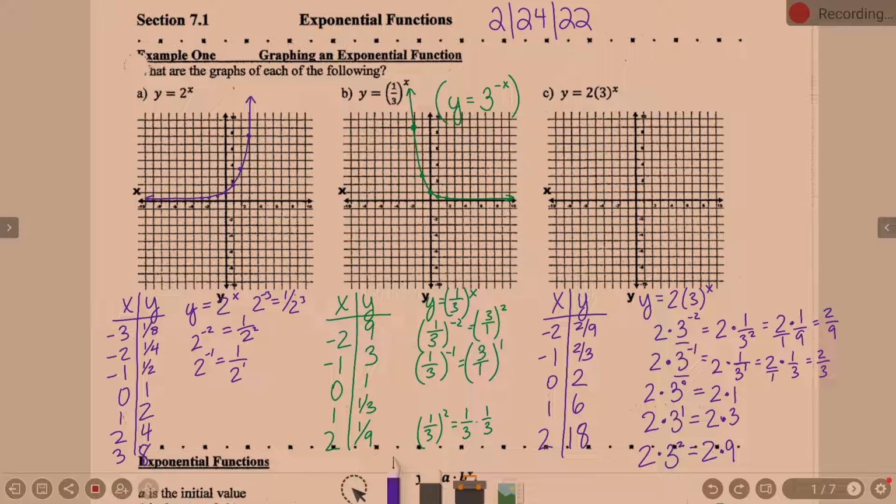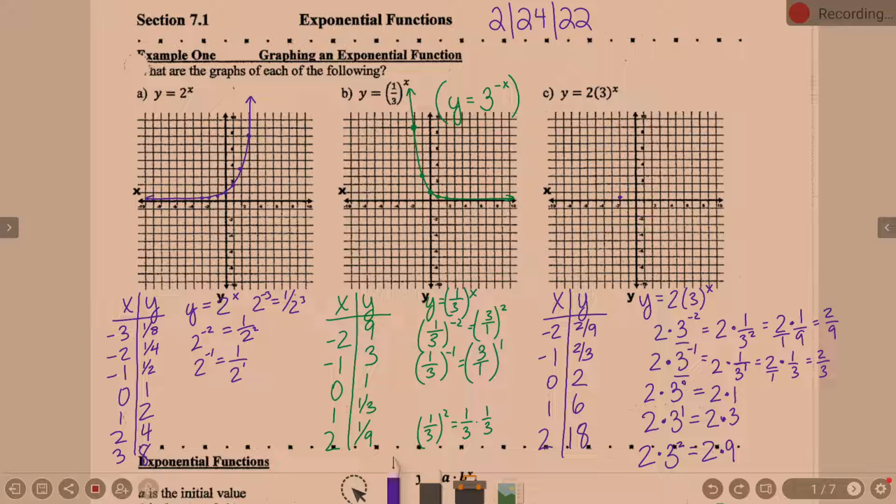Okay, shall we graph this? Now keep in mind, we called that 2 out front a stretch, because when you multiply by 2, a number bigger than 1, it's going to stretch it. So let's work on this. Negative 2, 2/9. That means you're going to go left 2 and up 2/9 of a box. So you're barely up above the x-axis, right?